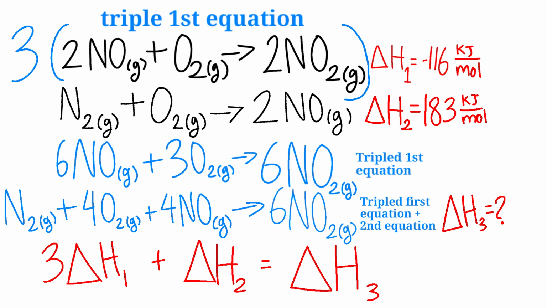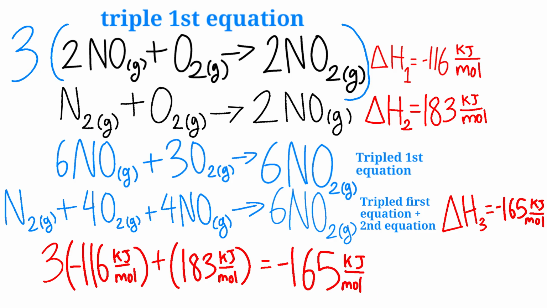To find the delta H for this new reaction, I would first multiply the original reaction's delta H by 3, since we tripled it, and add it to the second one. Negative 116 times 3 plus 183 gives us a new delta H of negative 165 kilojoules per mole.